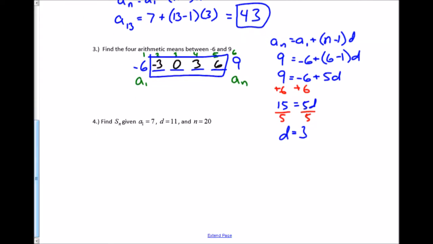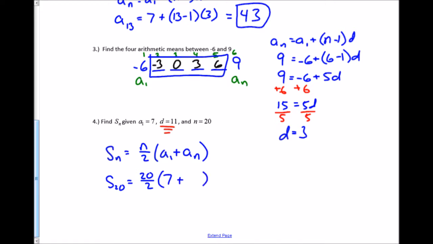The next one, it asks me to find the sum. And right away, it also gives me a d value. So that tells me which sum formula I'm using. I'm using my arithmetic sum, which is s sub n equals n over 2 times a sub 1 plus a sub n. And I plug in what I know. I know that I'm looking for the first 20 terms, so s sub 20 equals 20 over 2. That was my n value. I know that a sub 1 is the 7. A sub n is the last term, and that's the thing that I'm missing here.